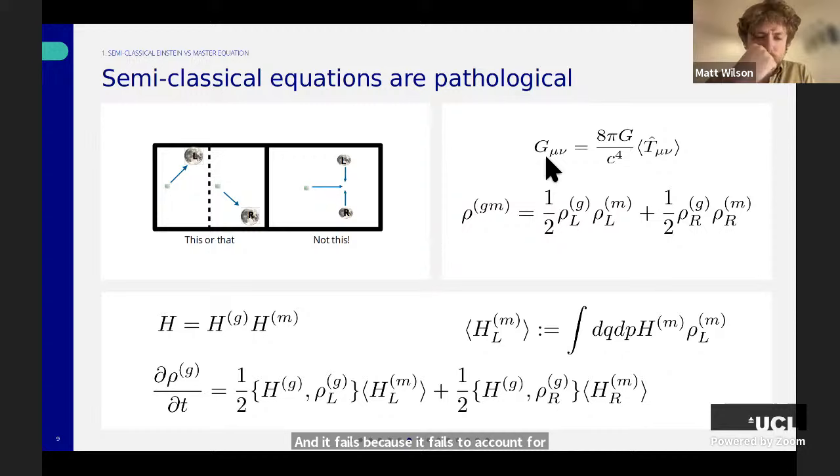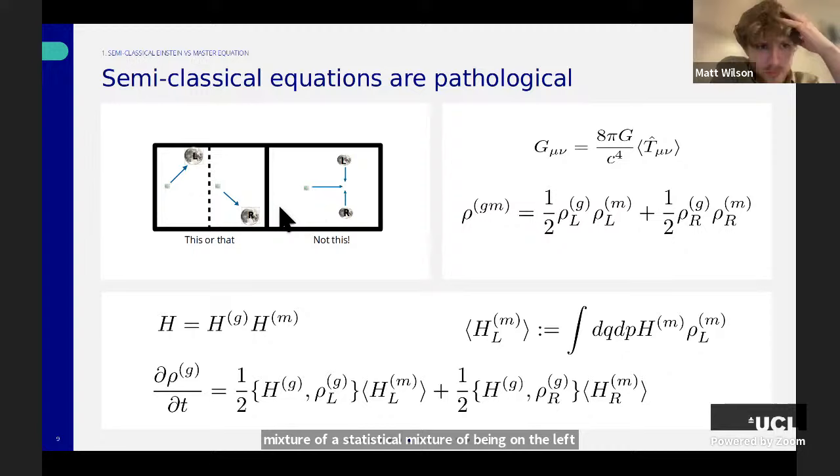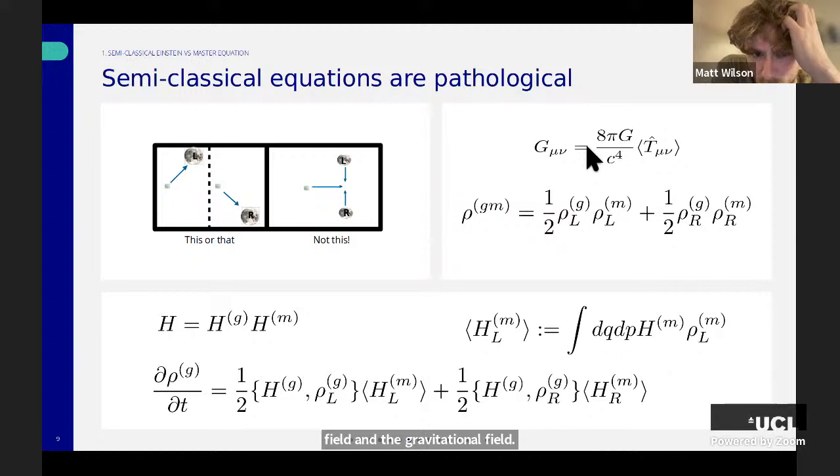So for example, if I have a planet which I put in a statistical mixture of being on the left or the right, then the gravitational field will be correlated with whether the planet is on the left or the right. And so one expects to have a correlation between the matter field and the gravitational field. And if you have a correlation, then if you take expectation values of an equation of motion, you're going to get a nonsense result.